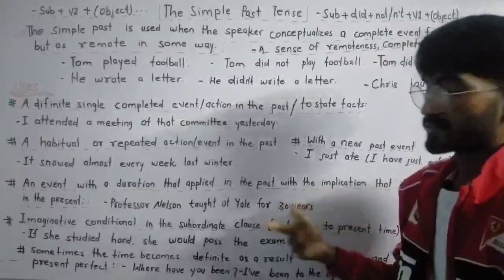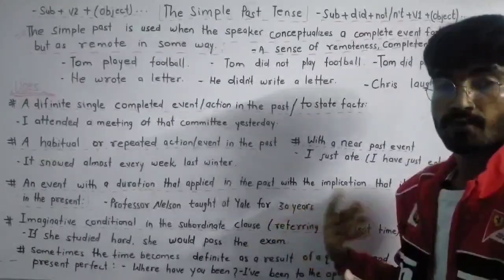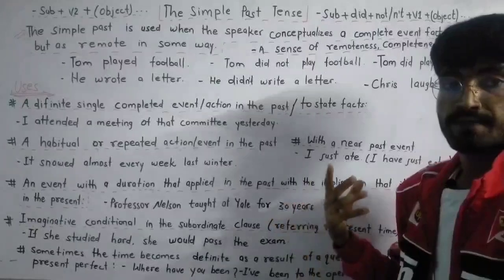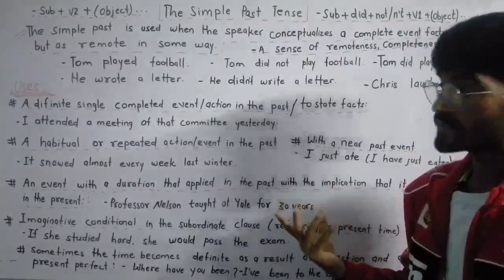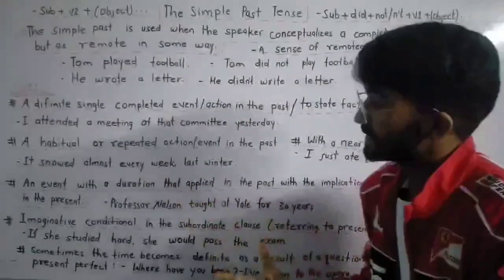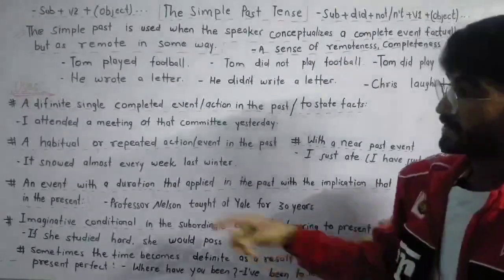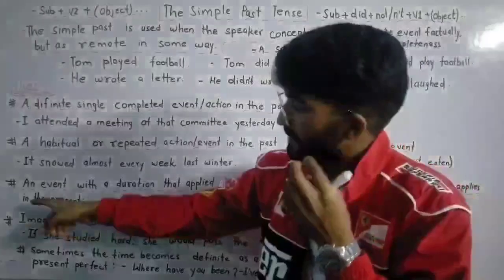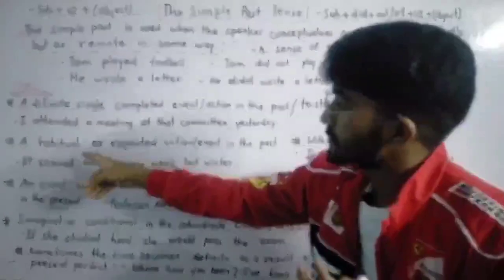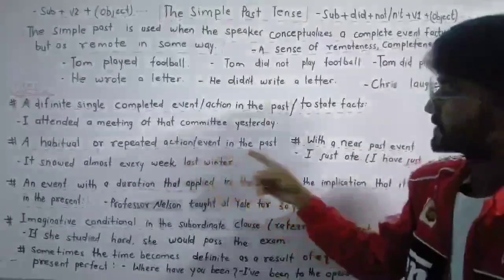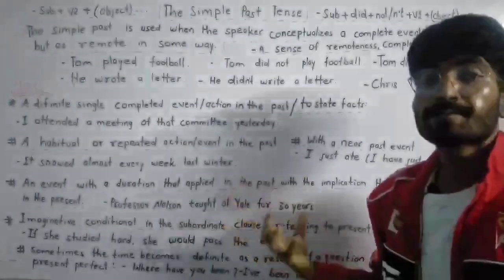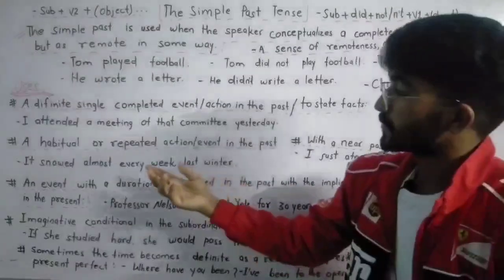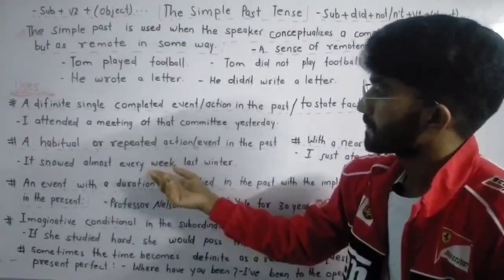The first week, the second week, the third week, the fourth week, then the fifth week, then the sixth week, then every week. Last winter it snowed, it rained. And then another one is an event. At that time we can use the simple past for a habitual or repeated action or event in the past. Something happened repeatedly. See, the first week it snowed.